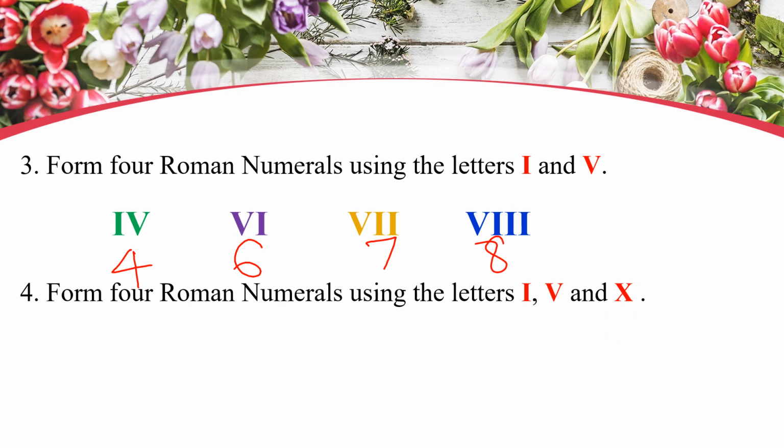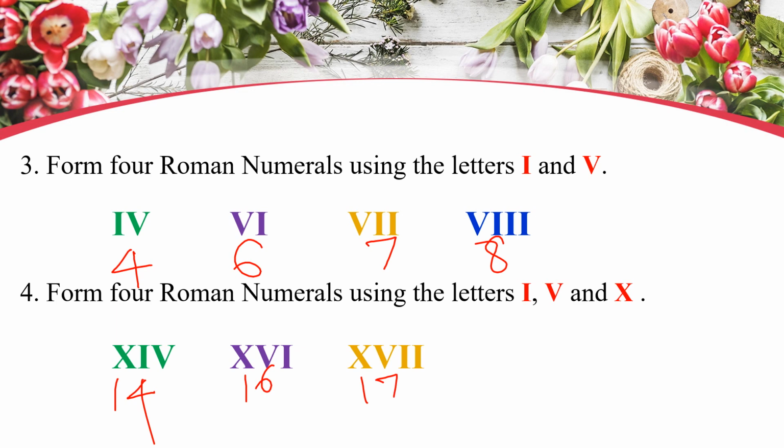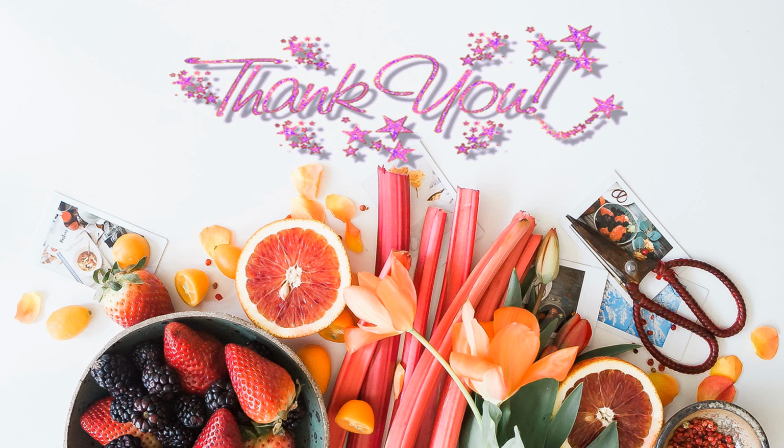Form 4 Roman numerals using the letters I, V and X. The first one will be XIV, which is equal to 14. XVI, the value of XVI is 16. Then XVII, the value of XVII is 17. And XVIII, which is equal to 18. Therefore, using the letters I, V and X, we can form 14, 16, 17 and 18. Thank you, children.